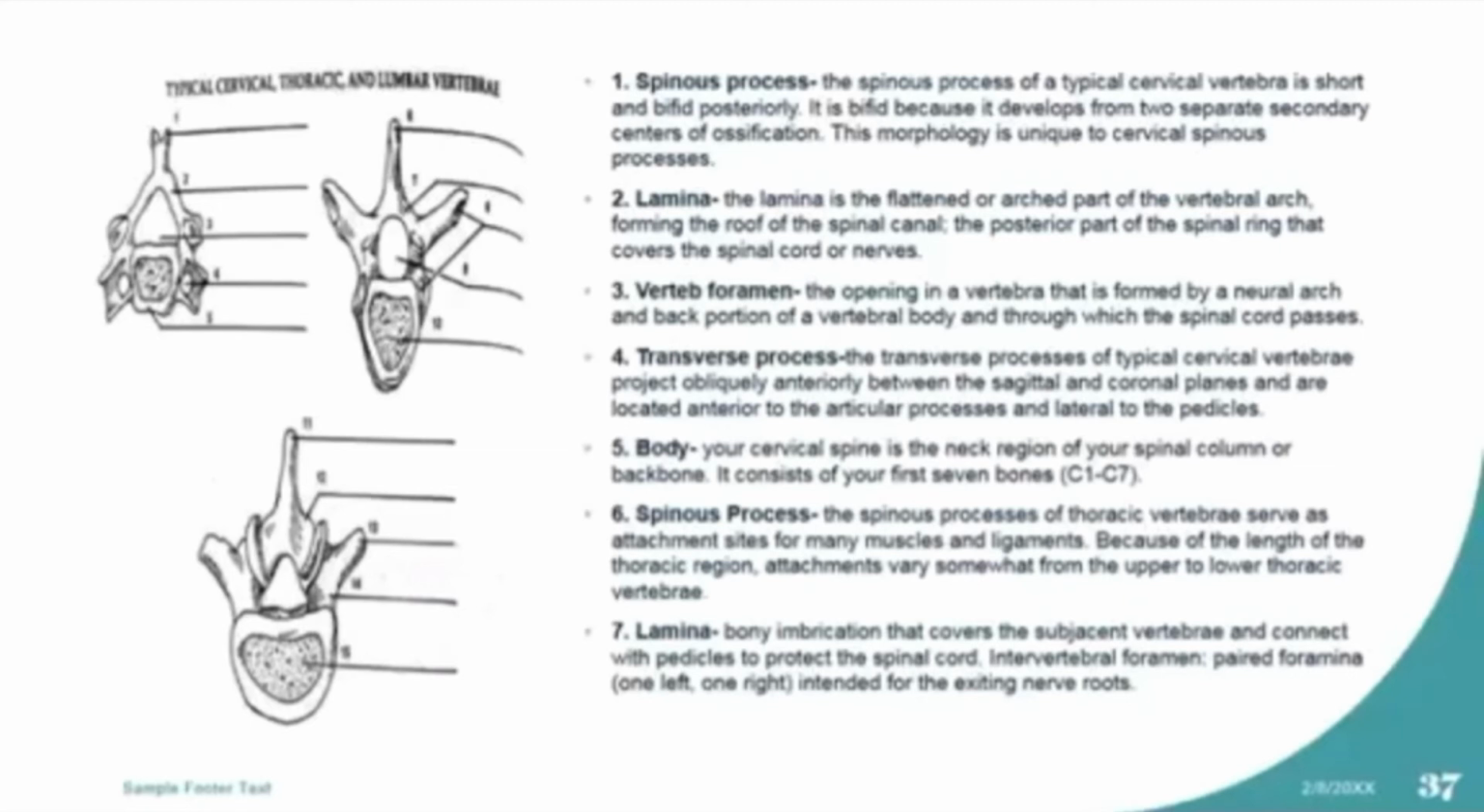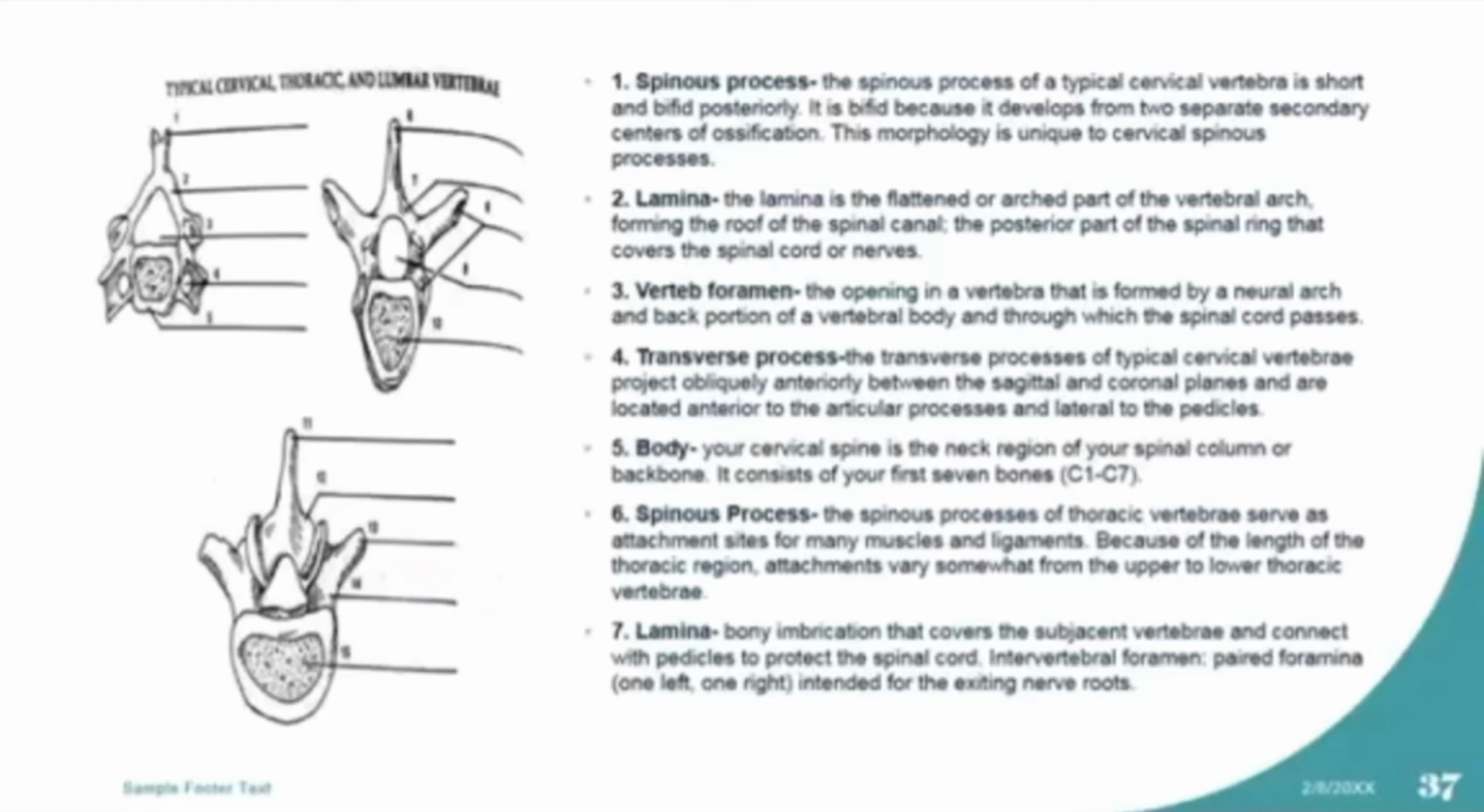Number 2 is the lamina. The lamina is the flattened or arched part of the vertebral arch, forming the roof of the spinal canal, the posterior part of the spinal ring that covers the spinal cord or nerves. So number 3 is the vertebral foramen. The opening in a vertebra that is formed by the neural arch and back portion of the vertebral body and through which the spinal cord passes.